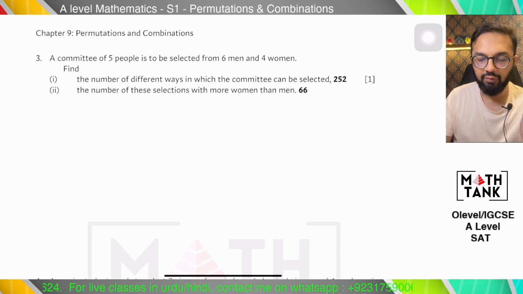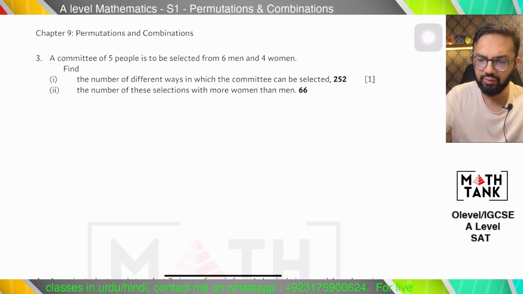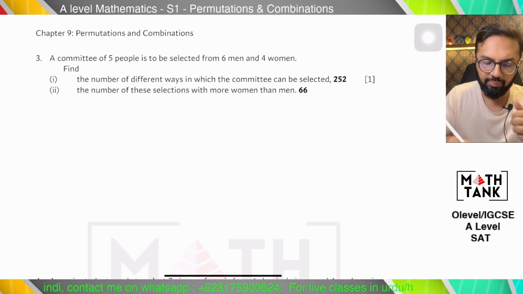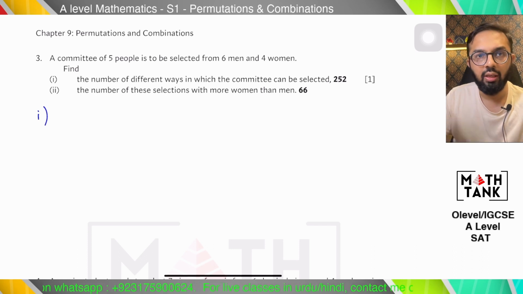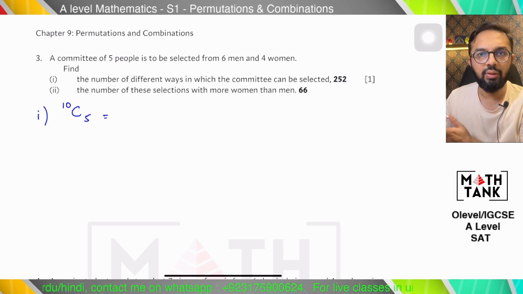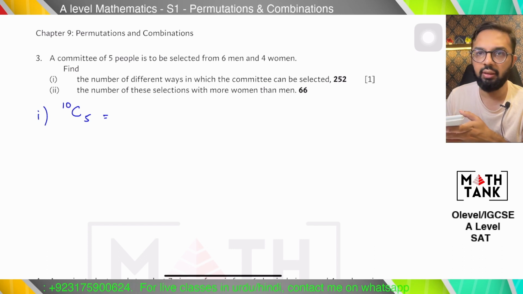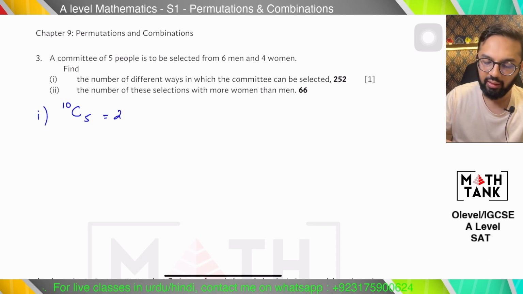It says a committee of 5 people is to be selected from 6 men and 4 women. Find the number of different ways in which the committee can be selected. Okay, so there are no restrictions involved right now. I've told you nothing about men and women separately. So there are no restrictions. There are just a total of 10 people available, and I want to select 5 of them. So I'm just saying 10C5. Let's see if we get the correct answers out of the calculator. That's 252, and that is indeed the correct answer.